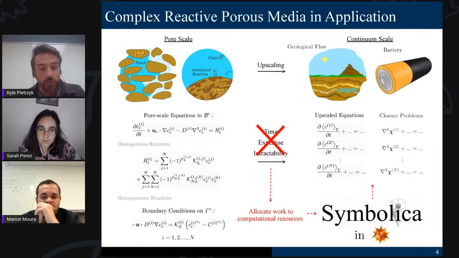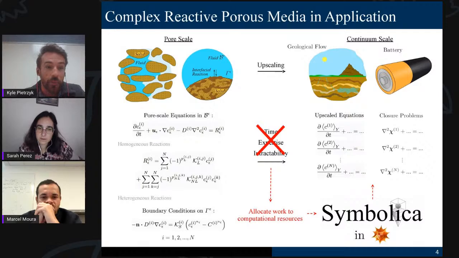So this is why in the last couple of years, I've been developing this code called Symbolica, which allocates all of this analytical derivation work to computational resources using symbolic computing in order to give you these upscaled models in a very accelerated and automated fashion.